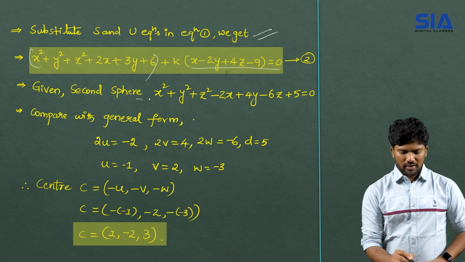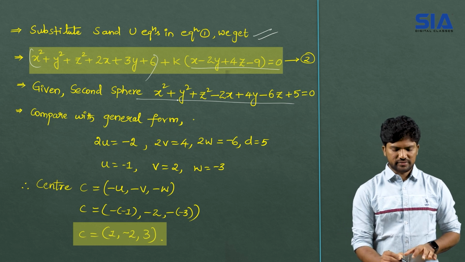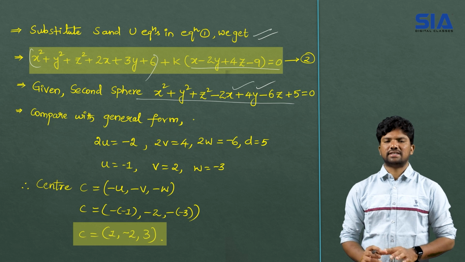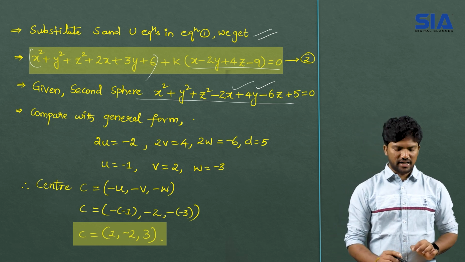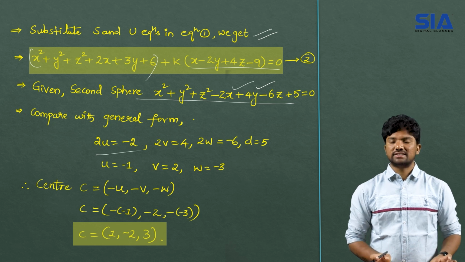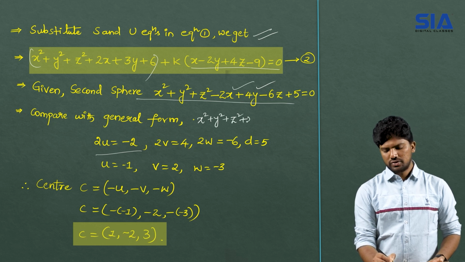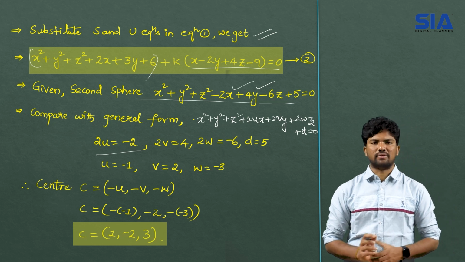Now from the problem we have one more sphere, that is the second sphere: x square plus y square plus z square minus 2x plus 4y minus 6z plus 5 is equal to 0. Now compare this second sphere with the general formula. What is the general formula? The general form of the sphere, you know very well, is x square plus y square plus z square plus 2ux plus 2vy plus 2wz plus d is equal to 0.